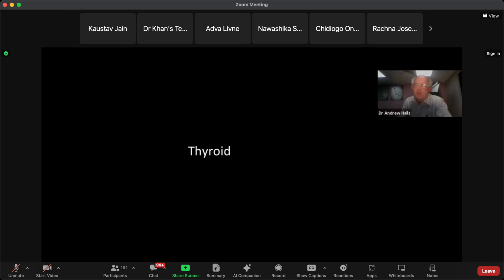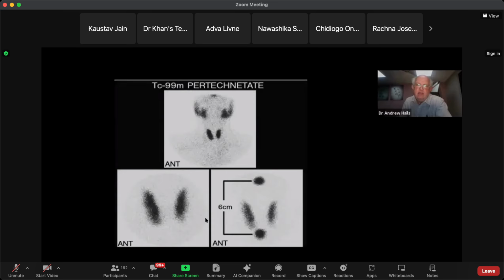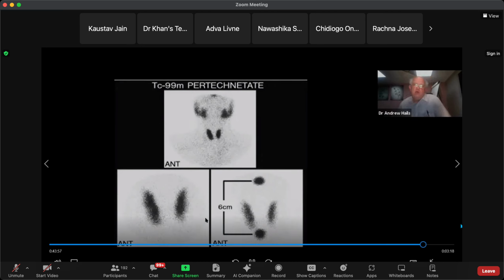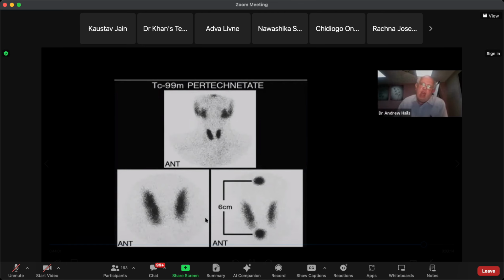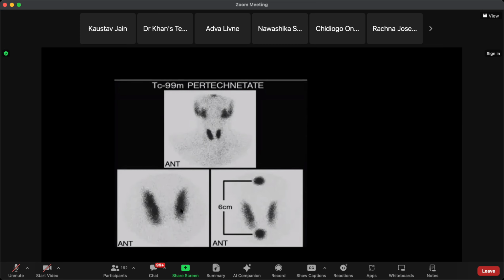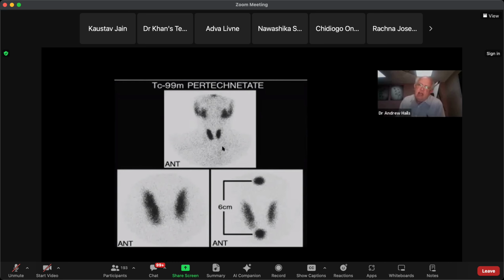So just moving on to the thyroid gland. This is a normal technetium pertechnetate thyroid scan. You get uptake in the thyroid. You also get uptake in the salivary glands as well. If you've got an iodine uptake scan, you don't get uptake into the salivary glands, but with pertechnetate you do. And quite often you see a marker.